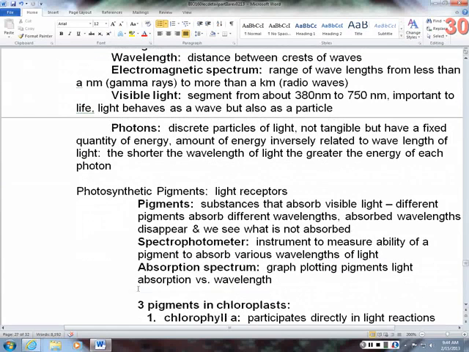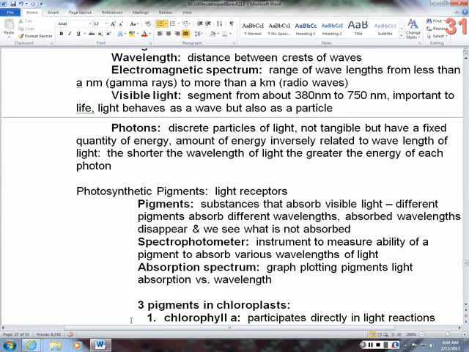And so we have different pigments. When you're looking at a color, what you're seeing is the light that is reflected from the pigment. And so part of it is also going to absorb the visible light. Different pigments absorb different wavelengths, and the absorbed wavelength disappears. So when we look at green leaves, what we're seeing is the green being reflected. The other things around it disappear. You can use a spectrophotometer to measure the ability of a pigment to absorb various wavelengths of light. And you actually can plot out these absorption spectrums.